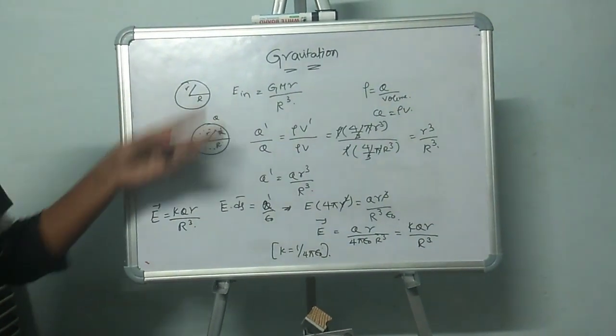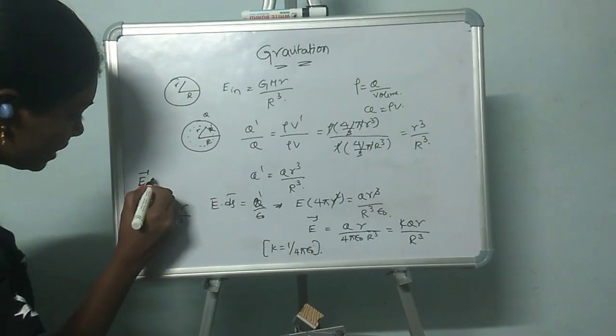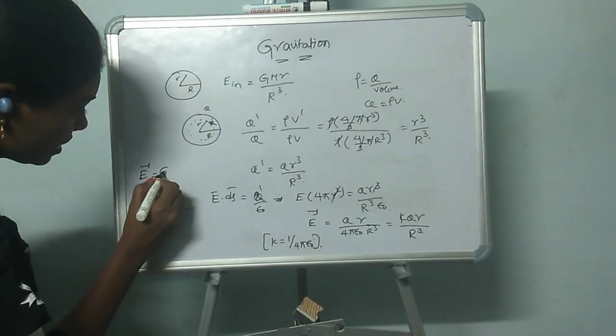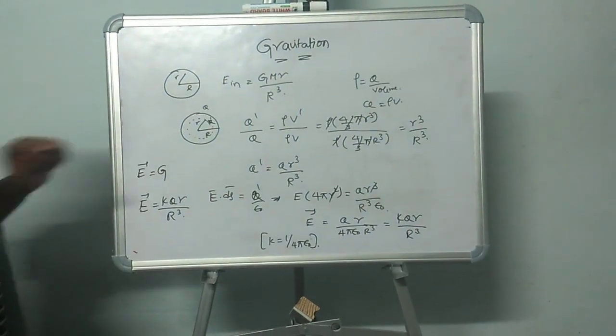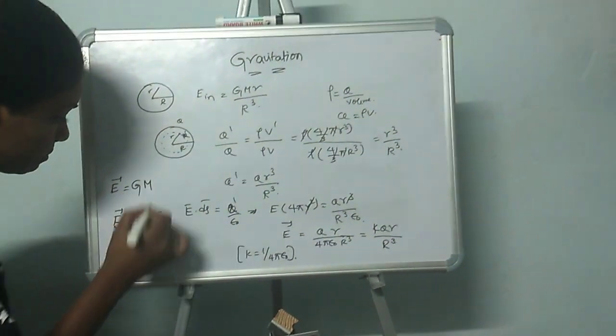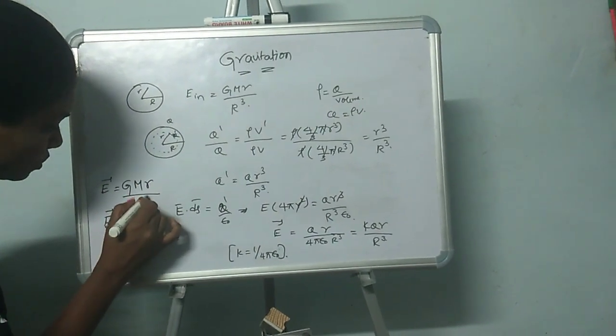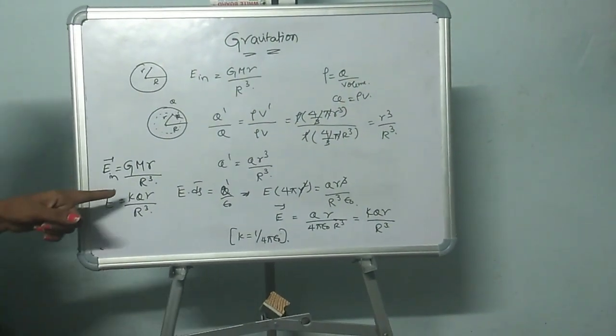When we are taking mass, then in place of k, the constant 1 by 4 pi epsilon naught, we can take the gravitation constant. In place of charge, we can take mass, and the rest remains the same. So we get E bar inside for a solid sphere.